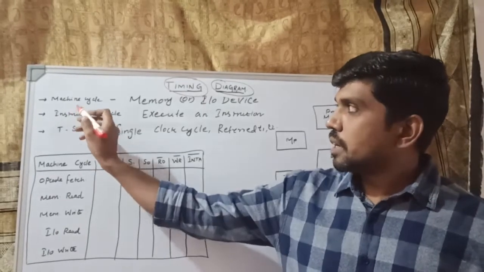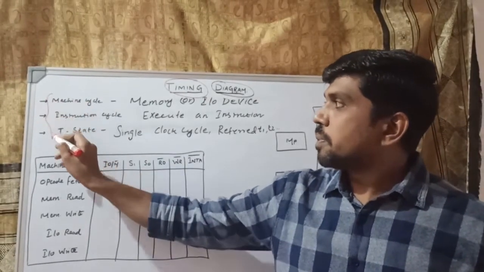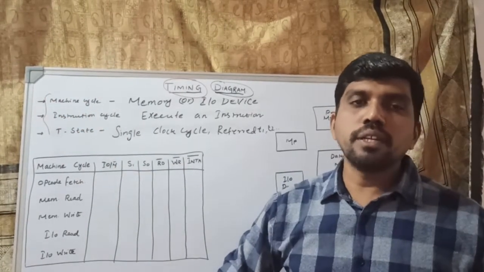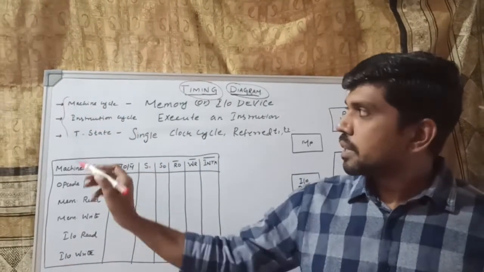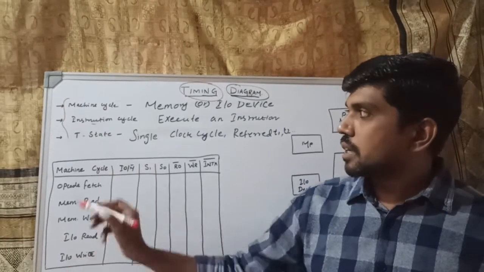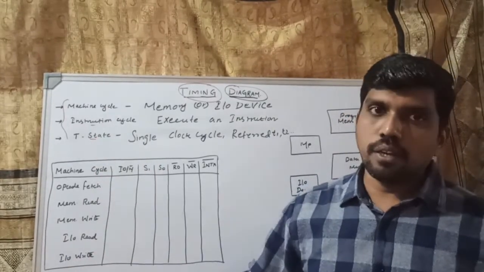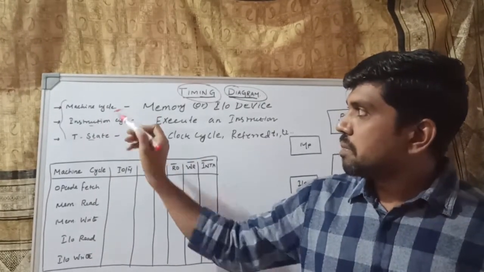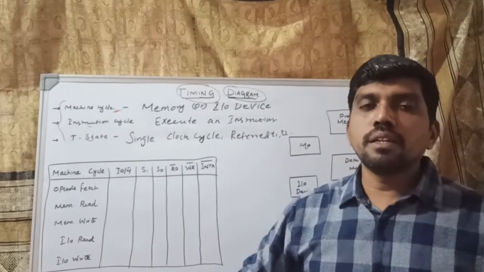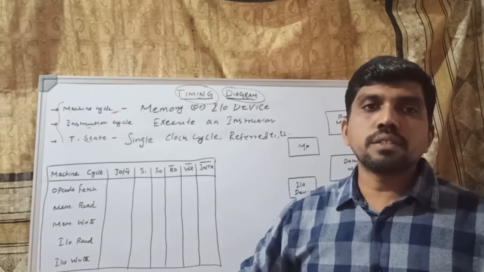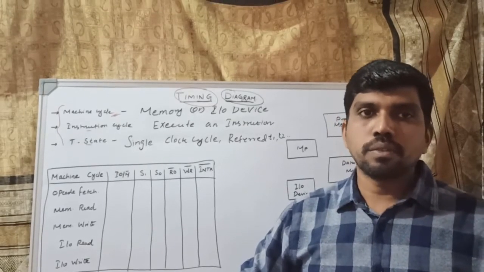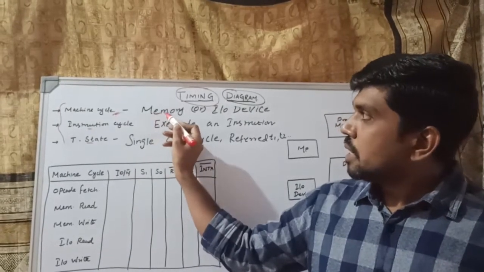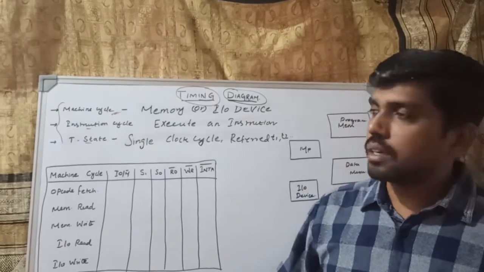This timing diagram is basically split into 3 cycles of functions. The first cycle is the machine cycle, the second is the instruction cycle, and the third one is the T state. So what is a machine cycle? A machine cycle is how many times the instruction accesses the memory or IO devices. That is called a machine cycle.